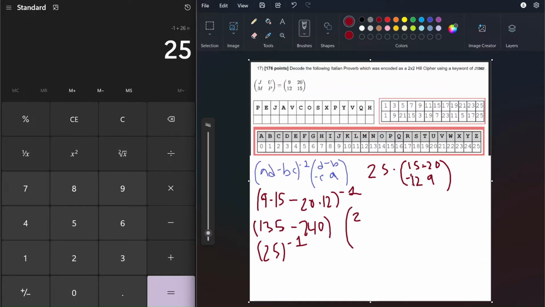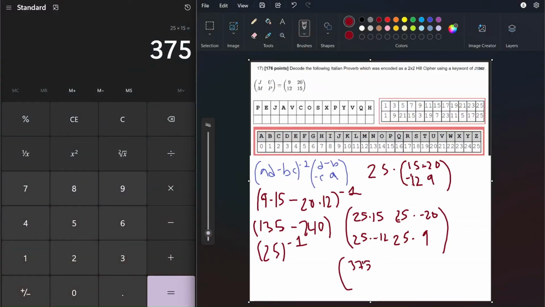25 times 15. And then we have 25 times negative 12. And then we have 25 times negative 20. And then 25 times 9. So now we're going to multiply all of those and then find the modulus of it. So let's first look at 25 times 15. Let me just restart the calculator. 25 times 15, which is 375. So we have 375, which we're going to have to find the modulus of.